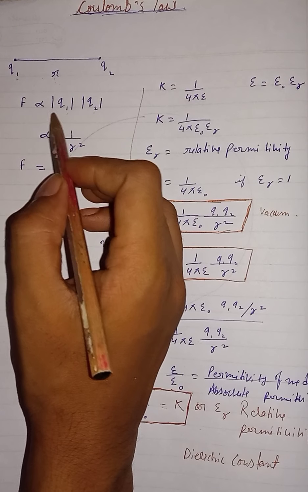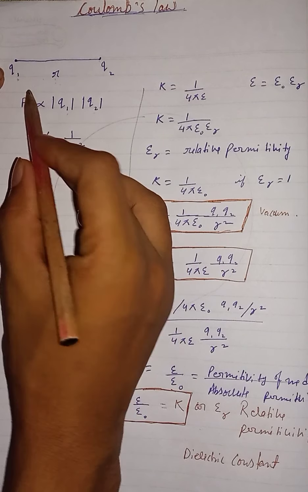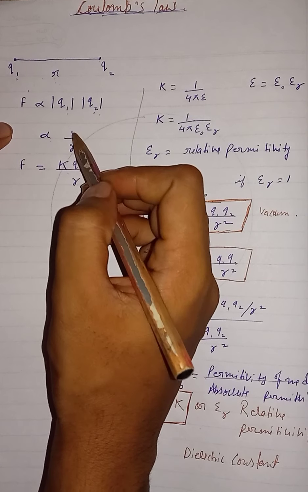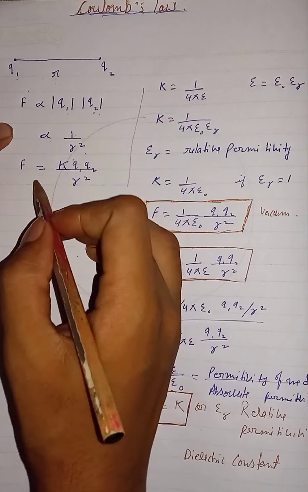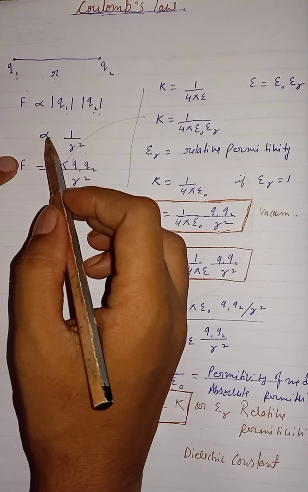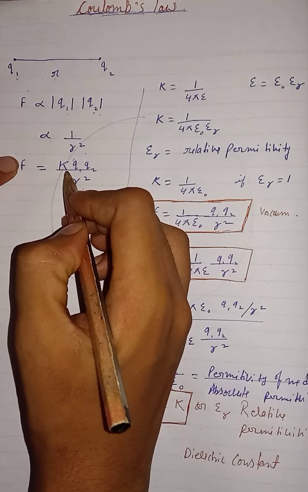The force is directly proportional to the magnitude of charge Q1 and the magnitude of charge Q2, and the force is inversely proportional to R squared. Force is equal to K Q1 Q2 by R squared. We replace the directly proportional sign by the constant K.